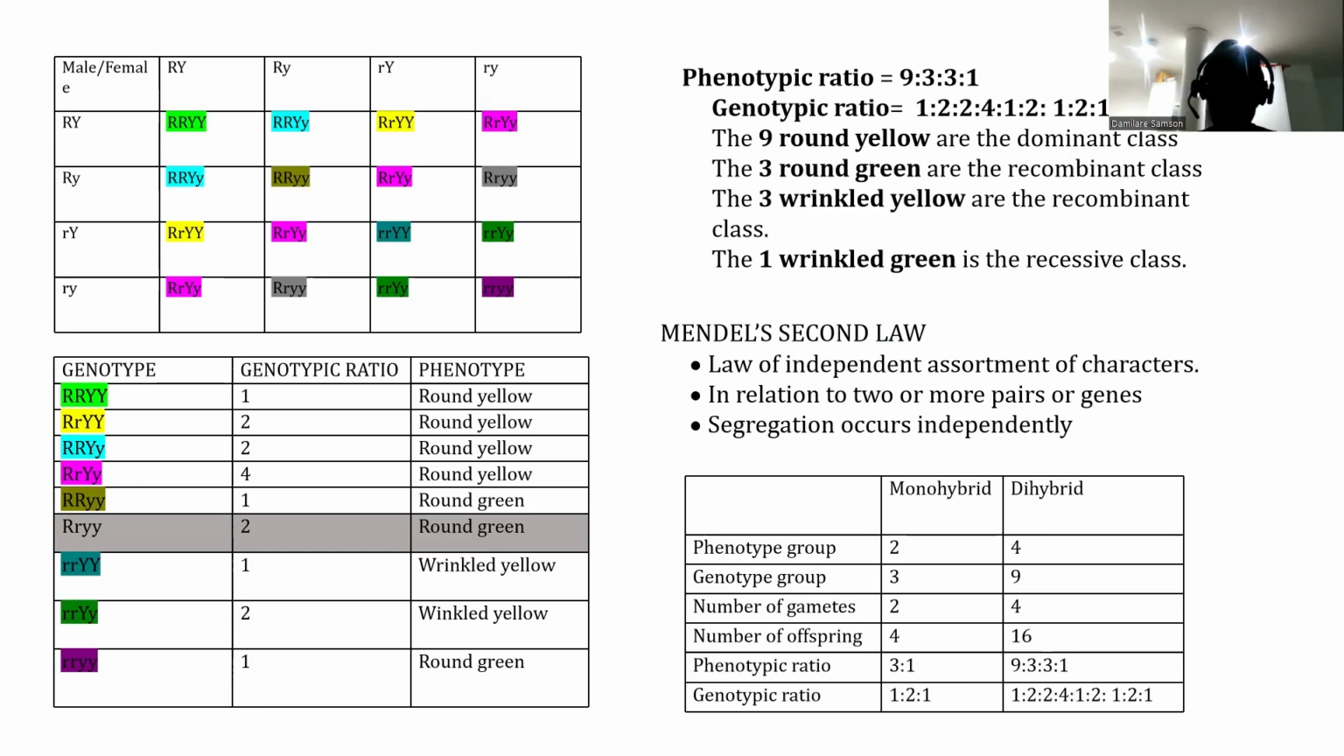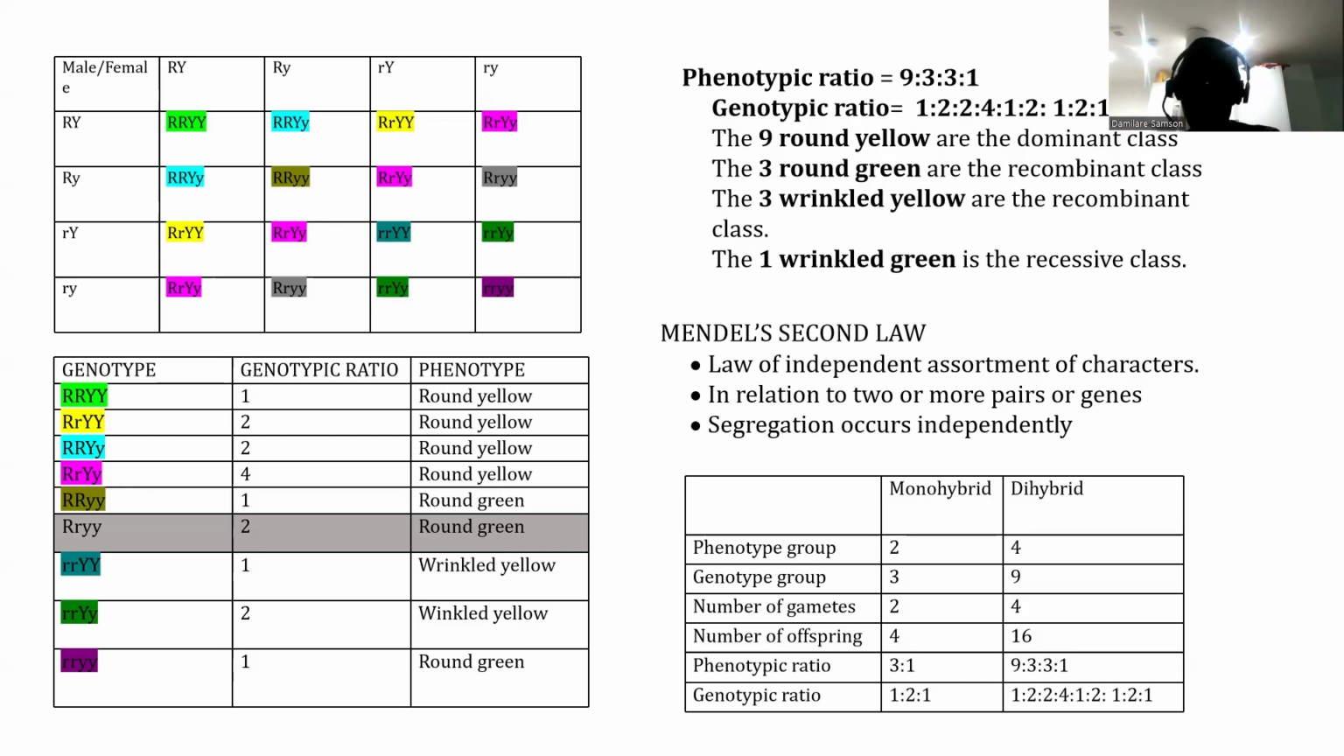So first thing you have to do is independently sort them out, because we have 2 characteristics there. Now, in relation to 2 or more pair of genes, segregation occurs independently. Because we are talking about 2 or more genes, there must first be segregation. Normally every gene will undergo segregation, but this segregation here must be independent, meaning they must not depend on each other. You, color, do your own separately. You, shape, do your own separately.